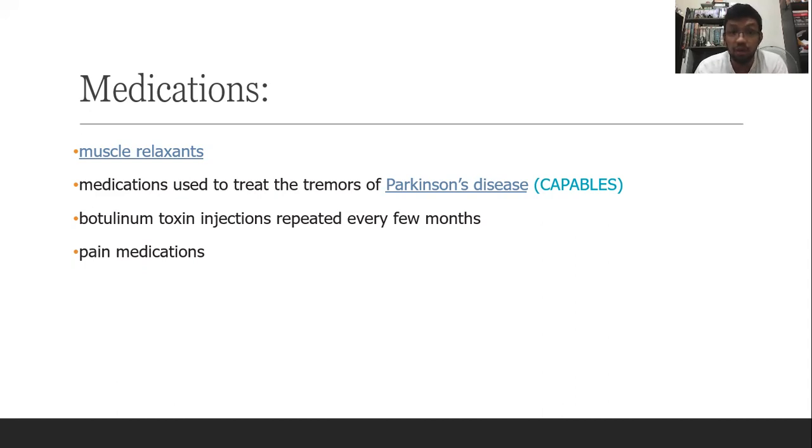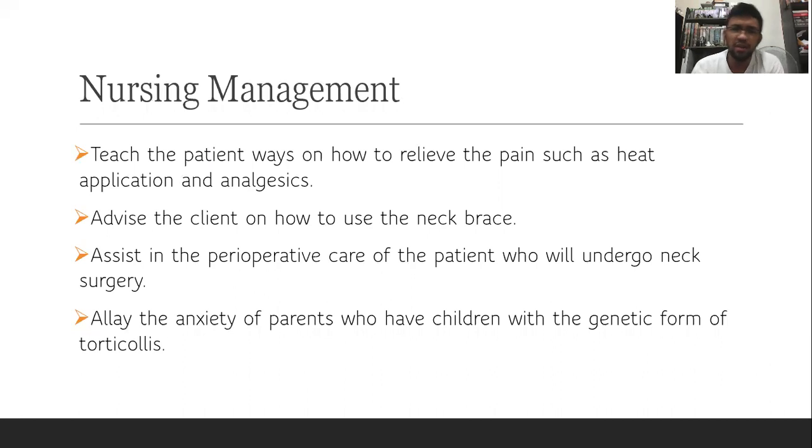Botox or botulinum toxin injections can be used as treatment as well, and it will be repeated every few months. So Botox is also used for this. And pain medications if the patient is experiencing pain from wry neck. Nursing management, we need to teach the patient ways on how to relieve the pain, such as applying heat and taking over-the-counter analgesics, several of them like mefenamic acid, ibuprofen, aspirin, and the COX-2 medications such as celecoxib.